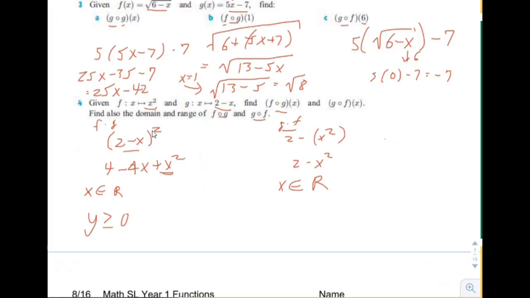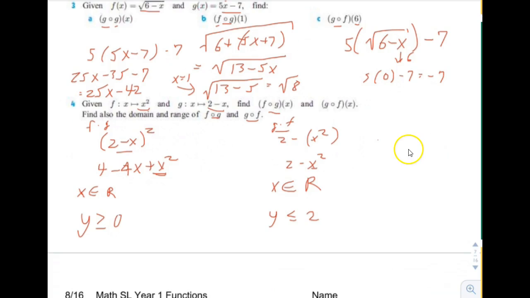I don't think so, because no matter what you put in for x, you're never going to make it negative. So the biggest you're going to make 2 minus x squared is 2, right? You can put in 0 for x squared, but any number besides 0 gives a positive number out of x squared, and it's going to make 2 smaller. So y is smaller than or equal to 2.